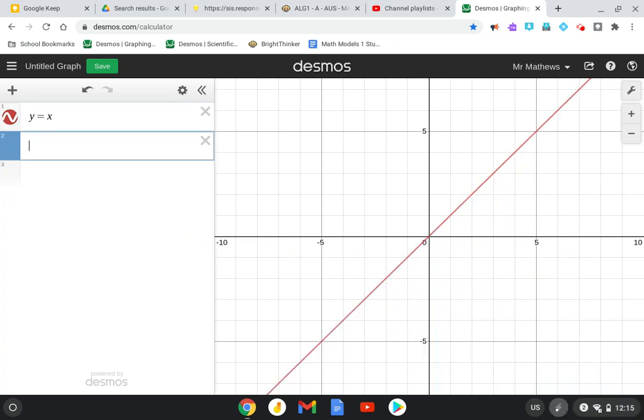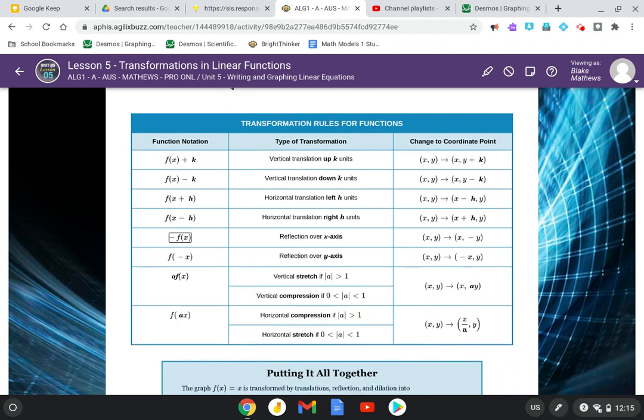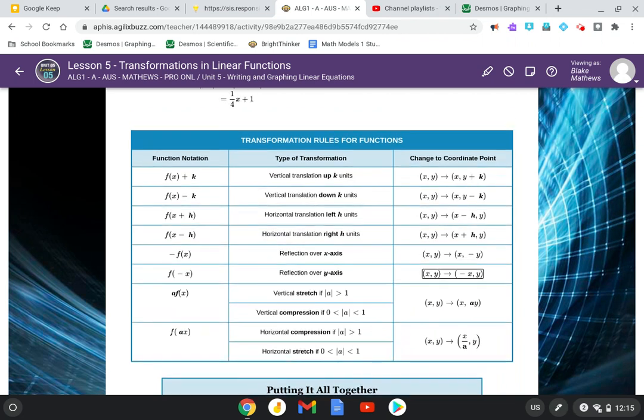So looking on our notes page, or on our table here, we see negative f of x is a reflection over the x-axis, and f of negative x is a reflection over the y-axis. And you can see over here again the ways in which it changes the values.